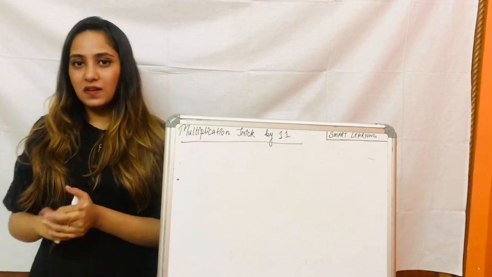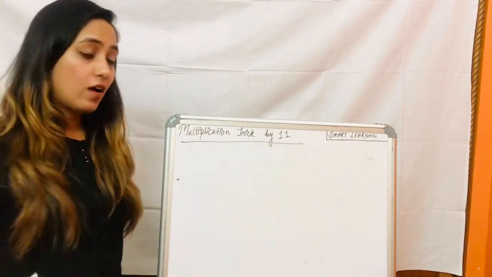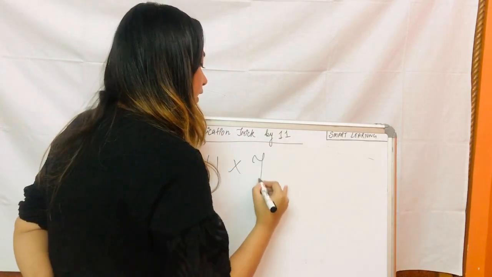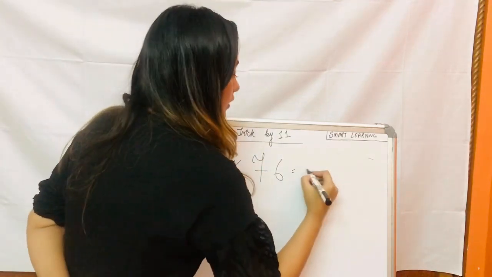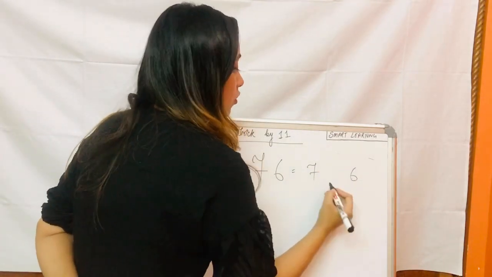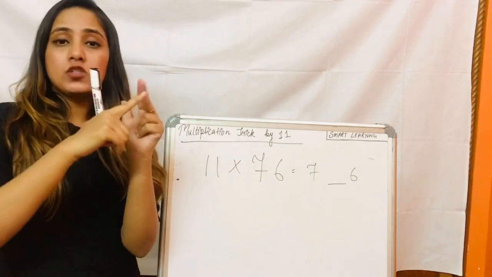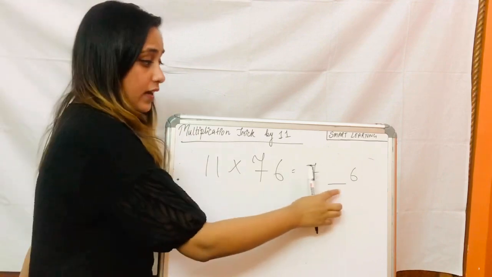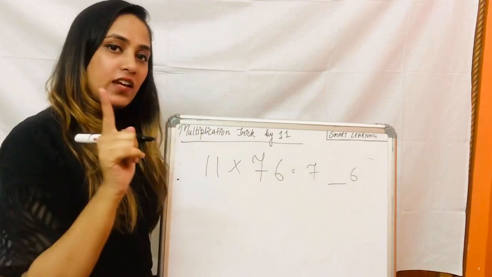It was simple. But what if the middle is not a single digit? For example, let me take 11 multiplied by 76. I told you earlier to keep 7 and 6 as the extremes and only one digit should come here. So it can be 0, 1, 2, 3, 4, 5, 6, 7, 8 and 9. Anything can come. But what if it is more than 9? Because we need only one digit here.